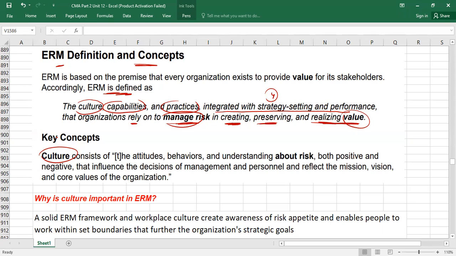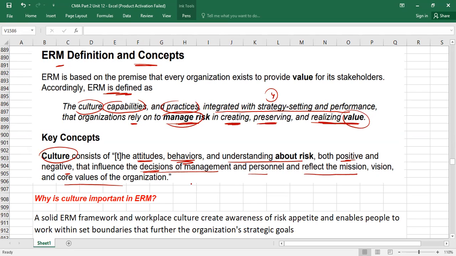And culture here, I'm explaining this because of organization culture, like the example I gave you of formal risk management. If you have formal risk management, obviously it means you have a proper department. So if you have a proper department, it will set the attitudes of the people, the behaviors of the people, and the understanding about risk, both positive and negative, that influence the decisions of management and personnel and reflect the mission, vision, and core values of the organization.